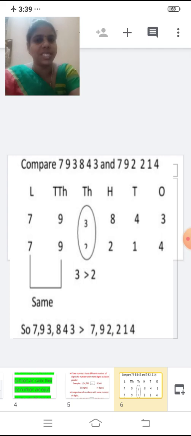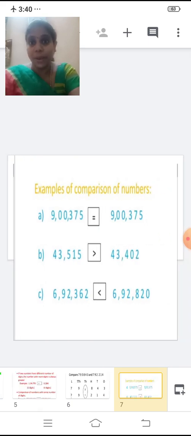Now compare the next digit, that is the thousands place. Shall we compare the thousands place now? Yes. So in the first number we have 3 in the thousands place, and in the second number we have 2 in the thousands place. Now tell me whether 3 is greater than 2 or less than 2. 3 is greater than 2. Since 3 is greater than 2, 7,93,843 is greater than 7,92,214.